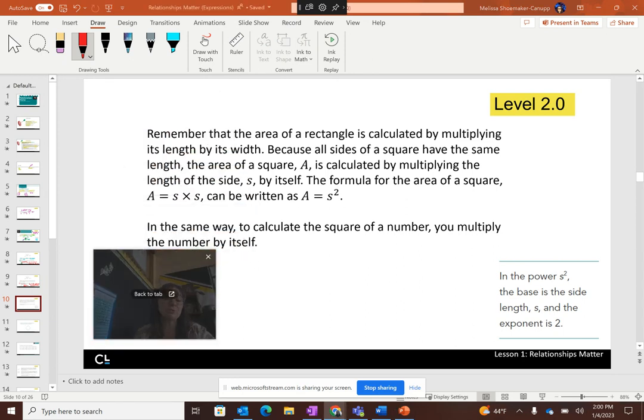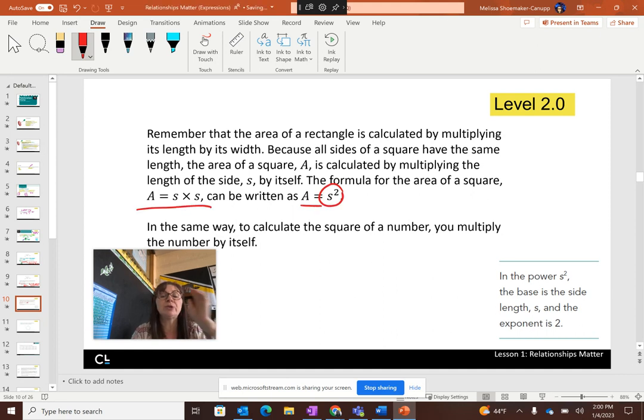Now, this is kind of just a review because you're going to see this with some formulas when we go back to area, or as you go to area maybe when you get older. The area of a rectangle is calculated by multiplying the length and width. Because the sides of a square have the same length, the area of the square, which we use as a capital letter A, is calculated by multiplying the side length S by itself.